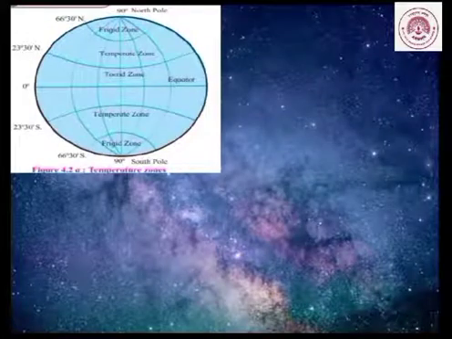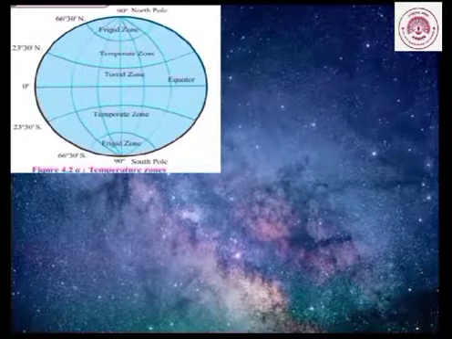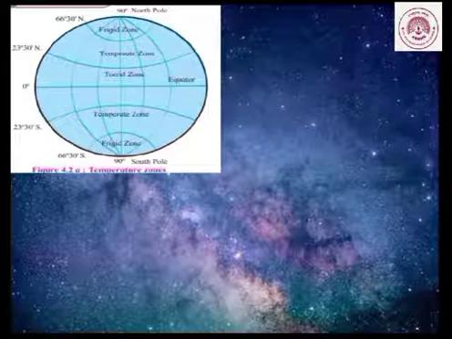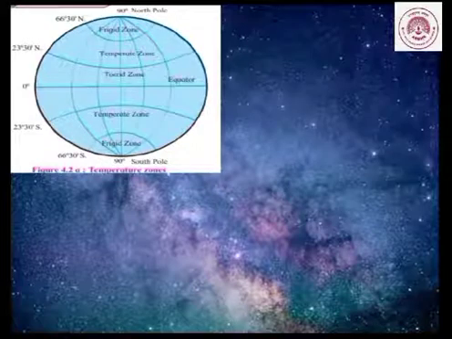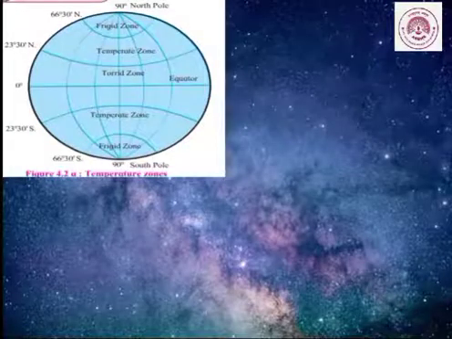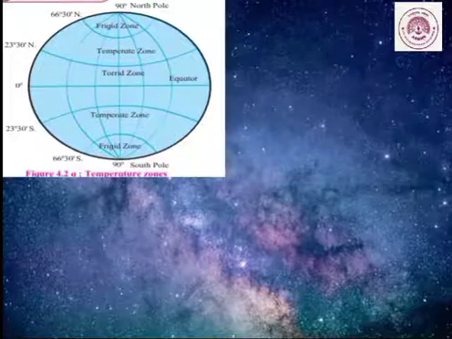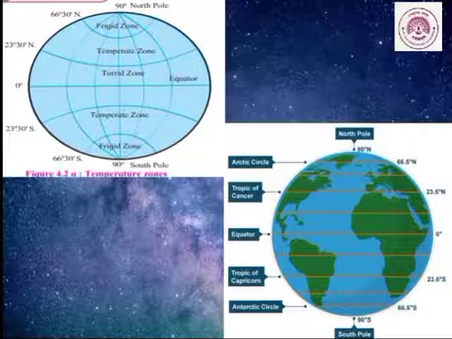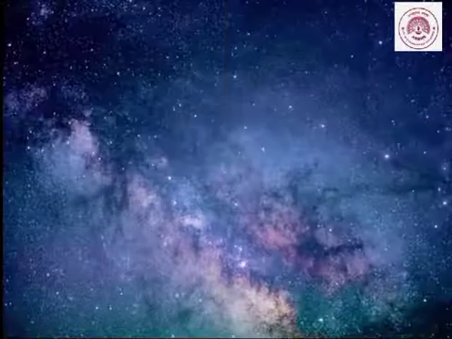Now students, you have already studied the three types of temperature zones, the frigid, the temperate and the torrid zone. Here again on the slide you can see the poles, the Arctic Circle and the Antarctic Circle, and you can also see the Tropic of Cancer. The one in the north is called the Tropic of Cancer, and the one in the south is called the Tropic of Capricorn. Now let's move further.